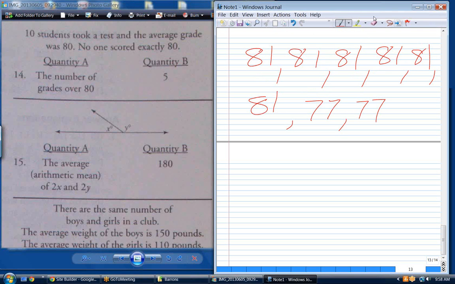Can I make it 4? Well, easily. 79, 79, 79, 79 combined with 4 81s.